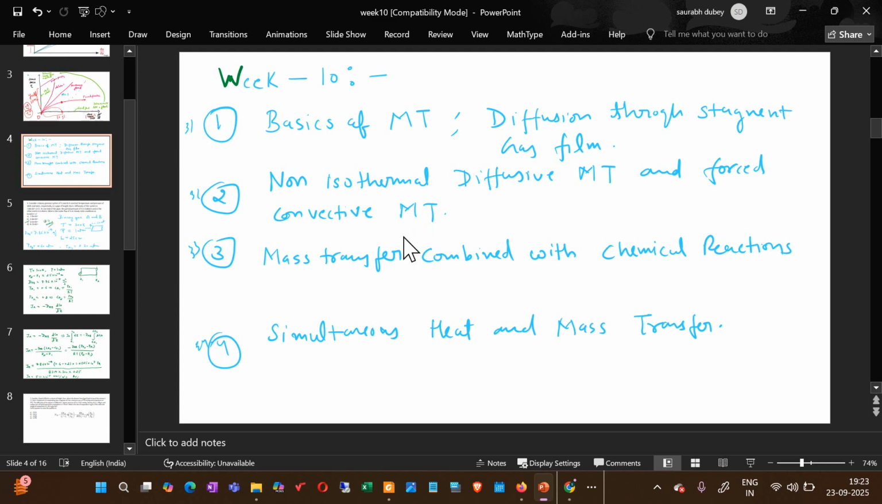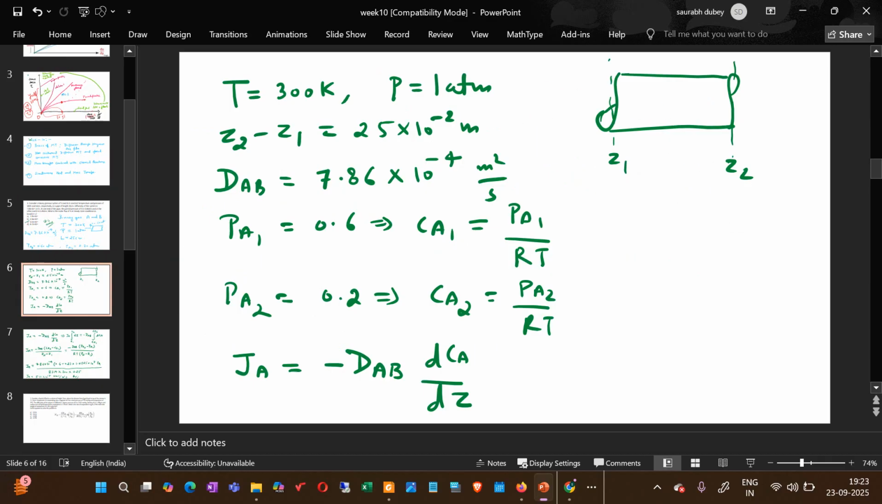Okay, so now you see that here at this junction you had the partial pressure of 0.4, right? Here you had this partial pressure of 0.4, right? And you converted it to CA by RT, right? CA, and it is CA1.